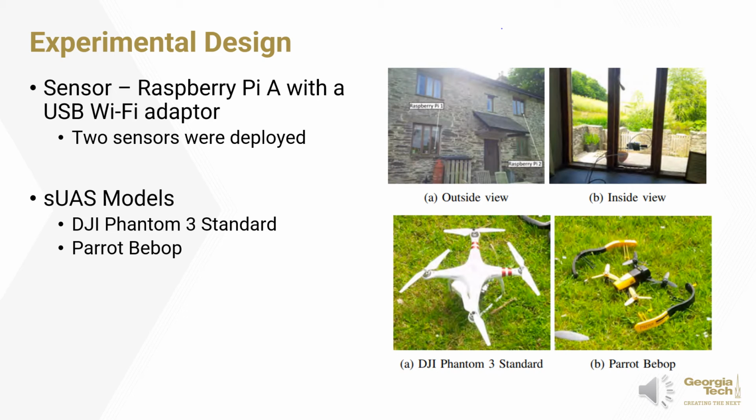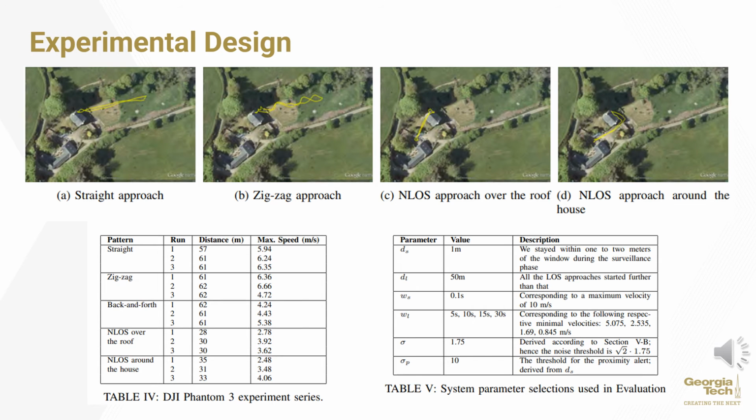Next, we're going to move on to the SUAS models that are going to be used. First, we're going to use the DJI Phantom 3 Standard Edition, as well as the Parrot Bebop. These 2 were chosen because of their popularity back in 2016. Finally, we're going to discuss the approaches. There's a standard straight approach, a zigzag approach, a non-line of sight approach over the roof, as well as a non-line of sight approach around the house.